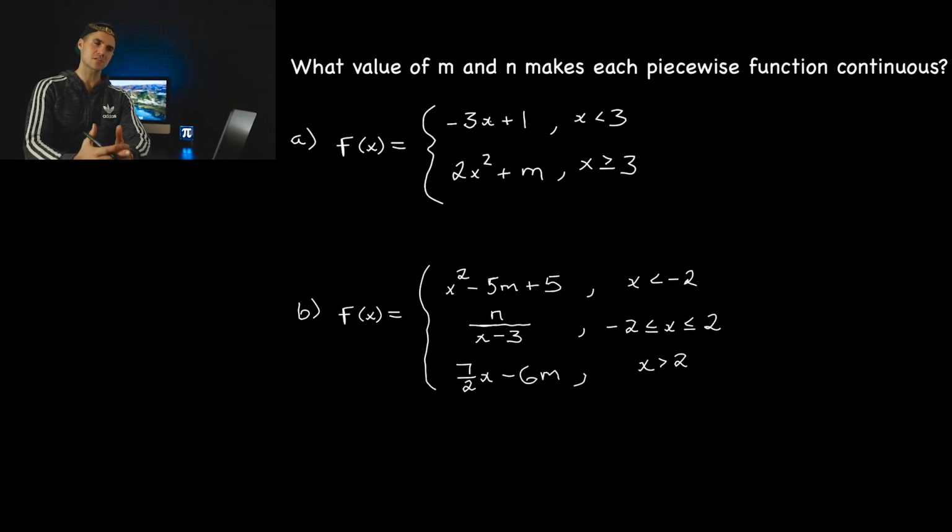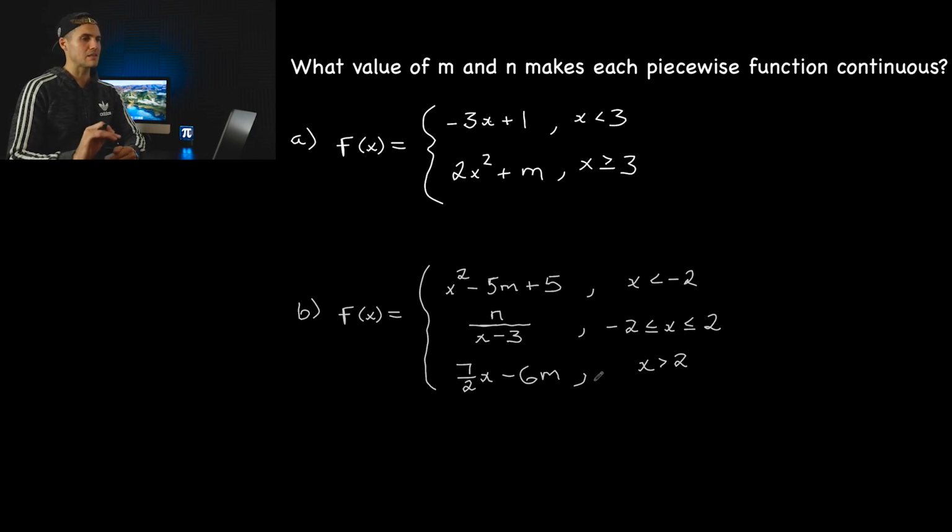What's up? Welcome back. Moving on to the next example, dealing with piecewise functions. So this is a popular kind of question that comes up. What we're going to have to do is find constants, in this case m and n, that's going to make each of these piecewise functions continuous here. So notice that we have two different scenarios.